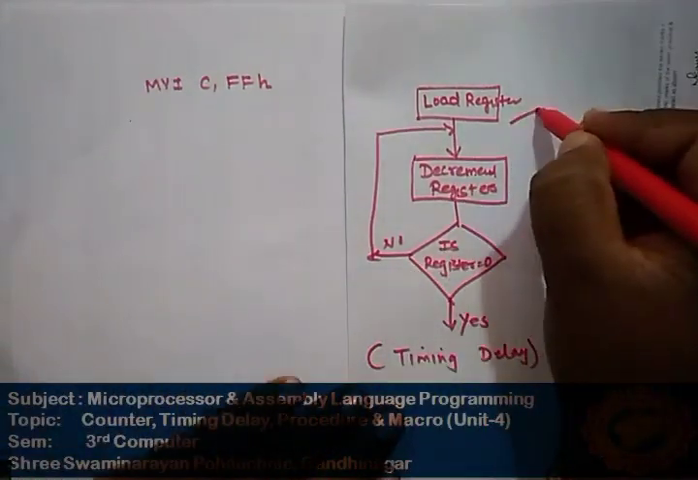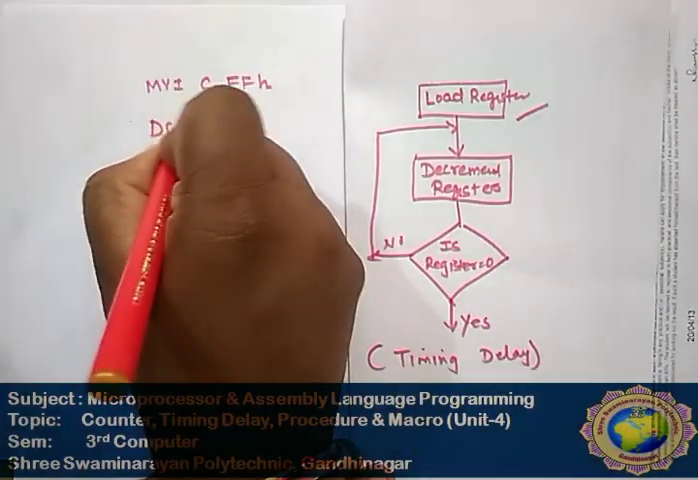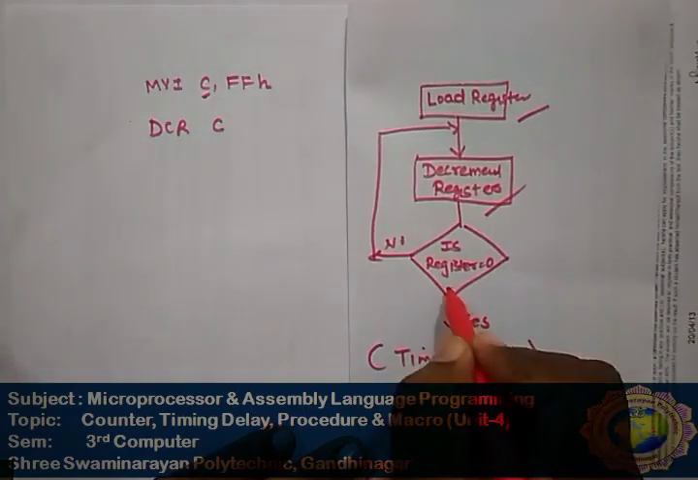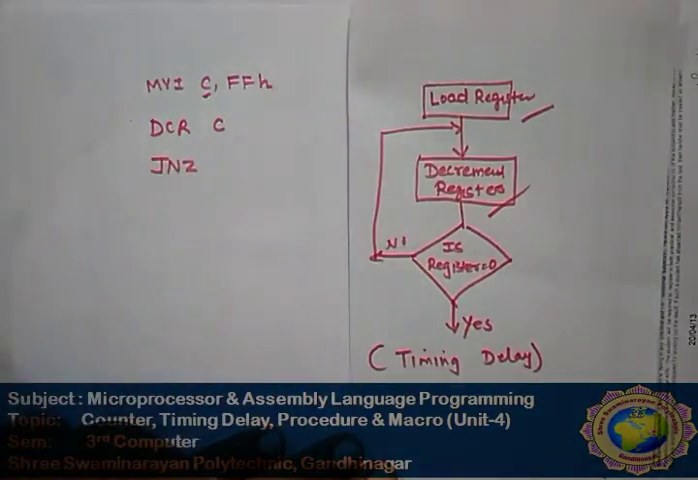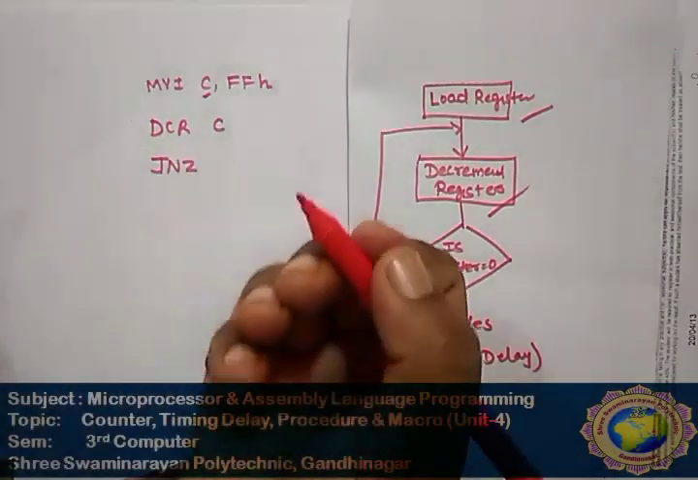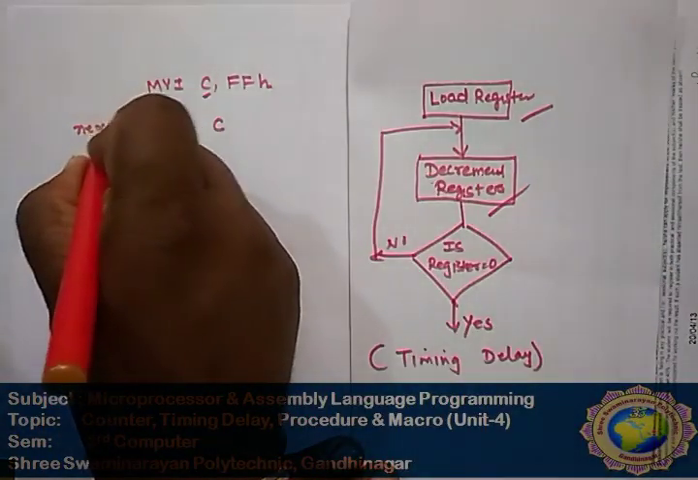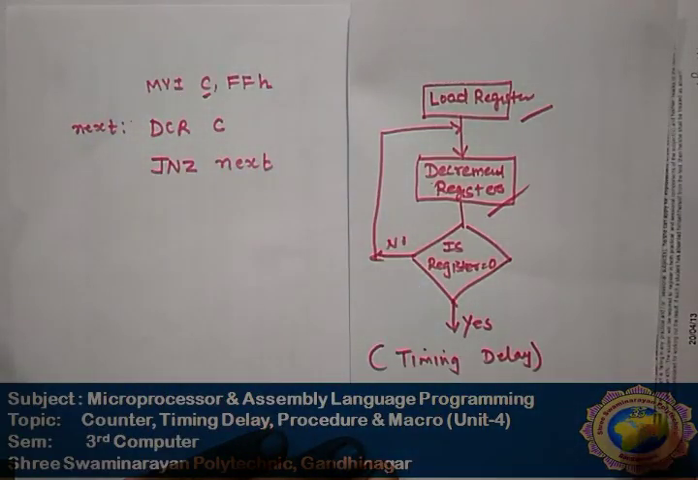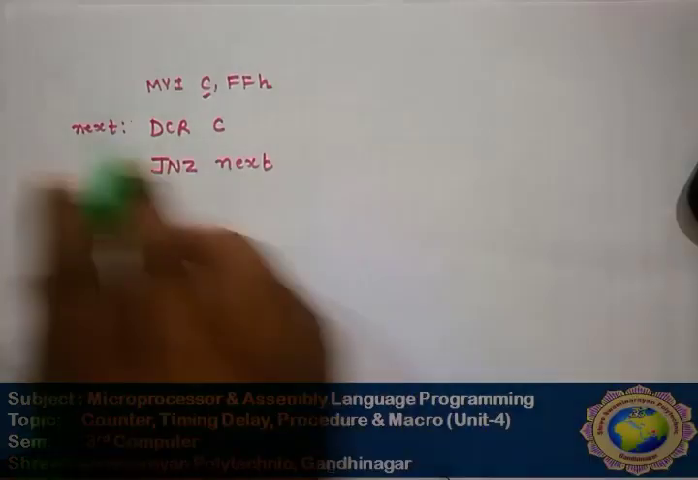First I load a register, so I load register C. Then we are using decrement C. So there is a second procedure. Now, is the register 0? So we have to use jump if not zero. Where do we have to jump? We have to jump to decrement, so we have to put a label here, next. And then the next procedure starts. Now see how many times it jumps. So these are the instructions.